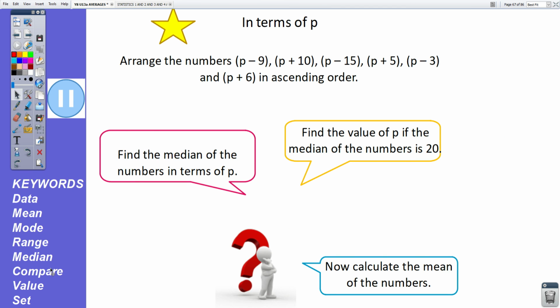And our final challenging question for today's lesson, in terms of P. So we've got 1, 2, 3, 4, 5, 6 numbers there. Arrange the numbers in ascending order, and then find the median of the numbers in terms of P. Find the value of P if the median of the numbers is 20, and calculate the mean of the numbers. It's quite a tricky little question, this. It's a lovely question as far as I'm concerned. I would like you to pause your video, have a proper good go at this question, because I like it, and then when you've had a go, unpause your video, and let's see how you've done.